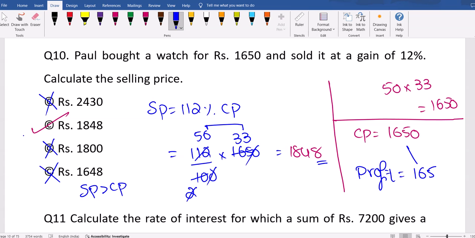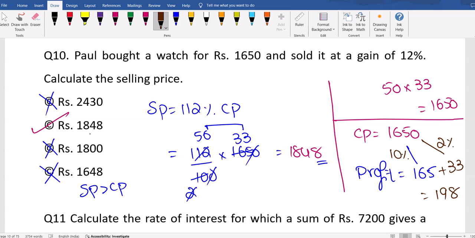So option B. And in fact, the other side of the coin: 12%. First I am calculating 10%, which is 165. Then 2% is dividing this by 5. 165 divided by 5 will give 33. So I got 198 rupees profit. 200 means the selling price is 1850. 198 means 2 rupees less than that, so 1848.